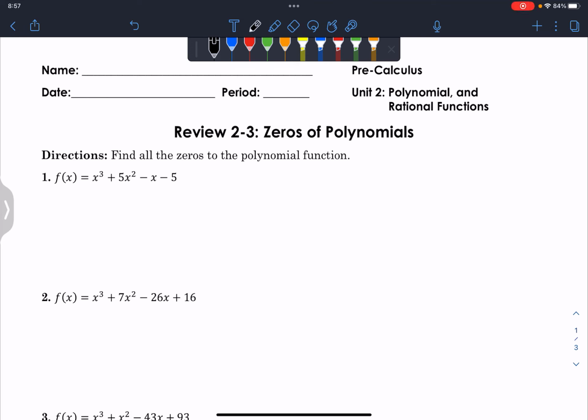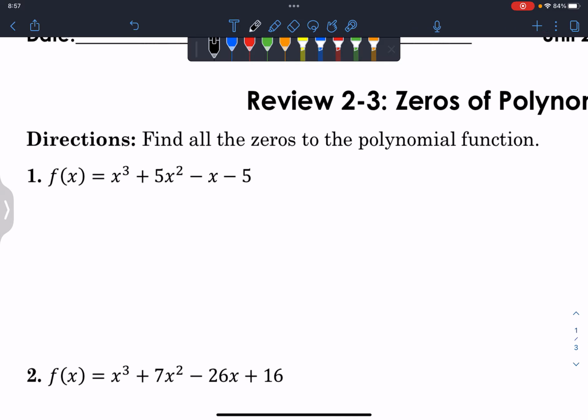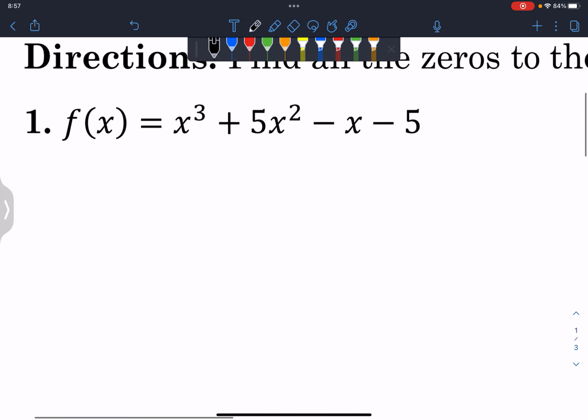Let's review for our quiz on 2-3. Here we're asked to find all the zeros, specifically all the real zeros, of these polynomial functions. So let's start with number 1.